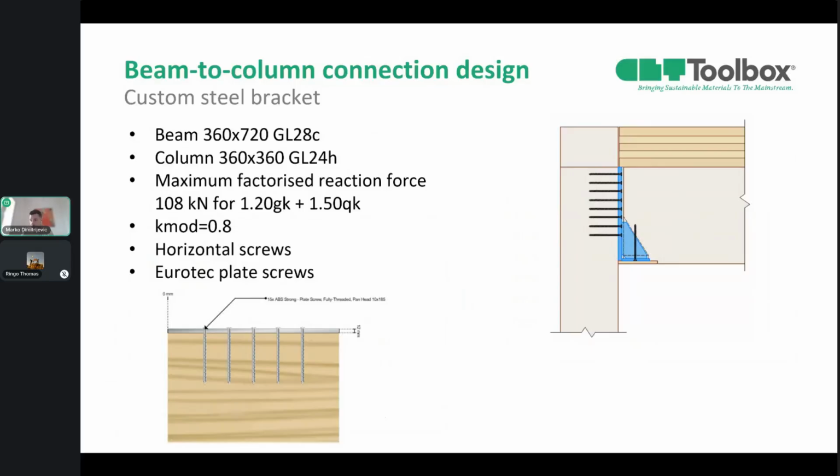We'll add an additional screw from below just for fixing the joint into the right position. So we have a GLT beam 360 by 720, GL24C. We have a GLT column 360 by 360, GL24H. We have the maximum factorized reaction force of 108 kilonewtons for the governing load combination. We have the K-mode 0.8 horizontal screws, and in this case we'll use Eurotec plate screws.